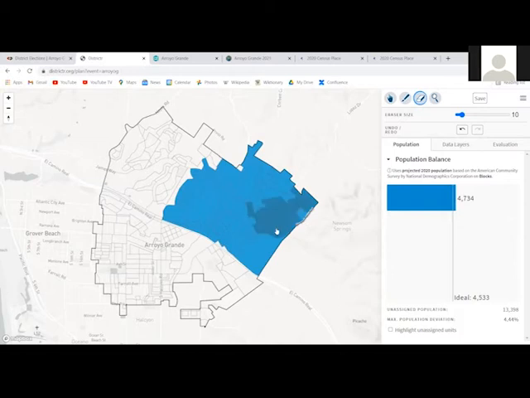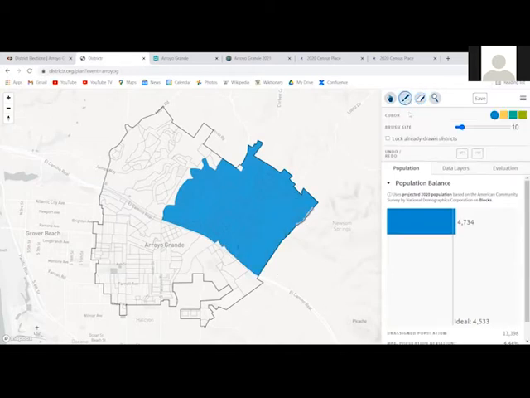And if I'm satisfied with how it looks, then I can check this to lock already drawn districts and go to the yellow one and start drawing over here. And I can see how many people live in this section of the city. So you can see that only 2,000 live here. So I would need to get some people from down here. So now I'm closer, but still not quite. So I'll take in this area. And that might be good enough.